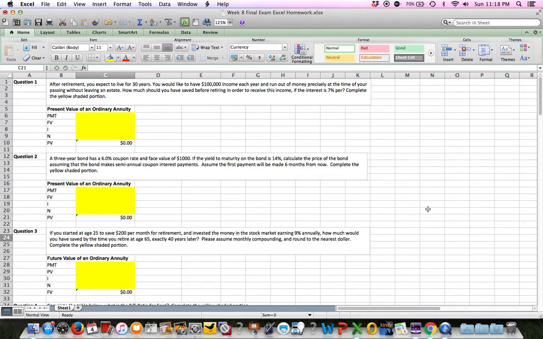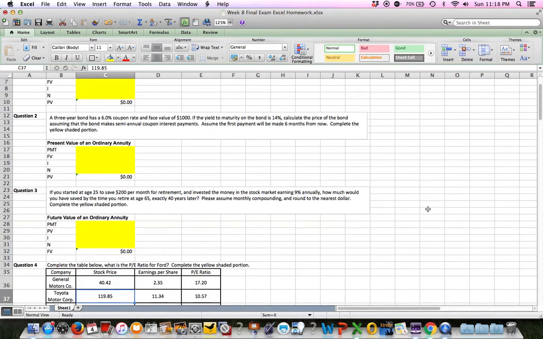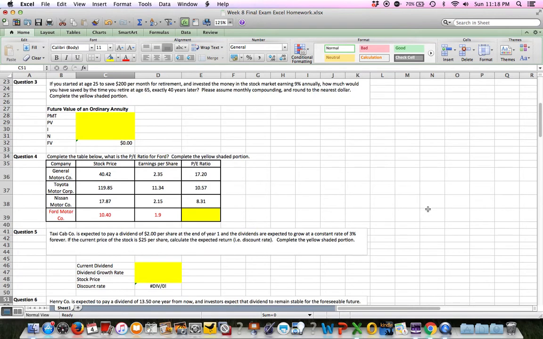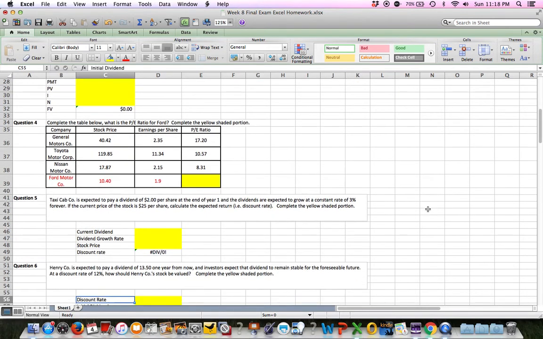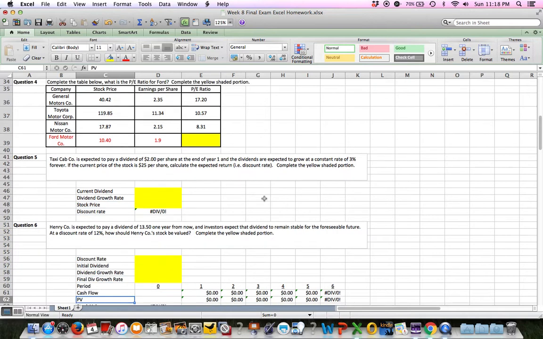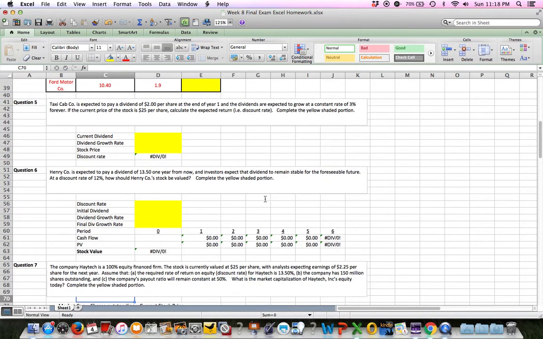So I'm just going to scroll down here a little bit, because that's really what the first 3 are about. Then question 4 deals with computing the price to earnings ratio for Ford. You can see that. And then I've got some information here about dividends. That comes from a previous chapter. Again, identify in the question the information that you need to drop into the yellow section down here. Same thing with question 6, which deals with computing the price of a stock based on dividend growth. It's a matter of dropping in the yellow information.